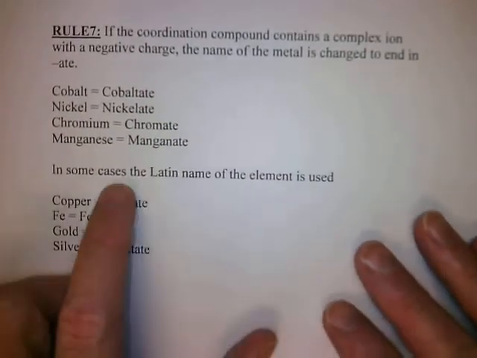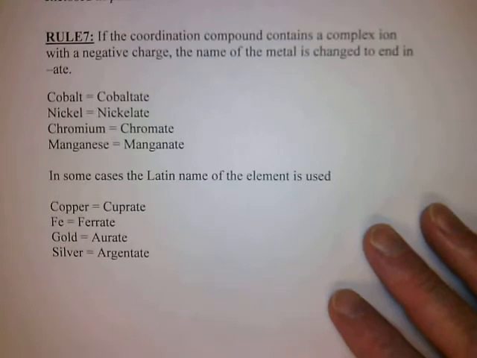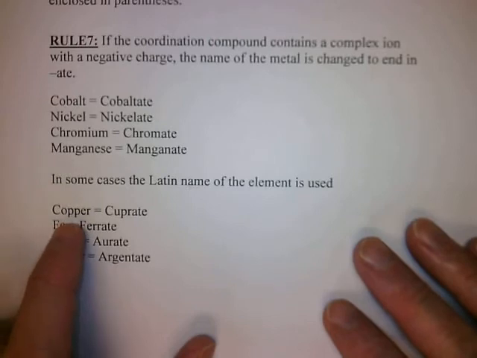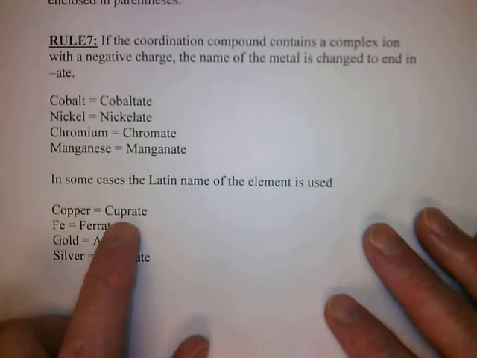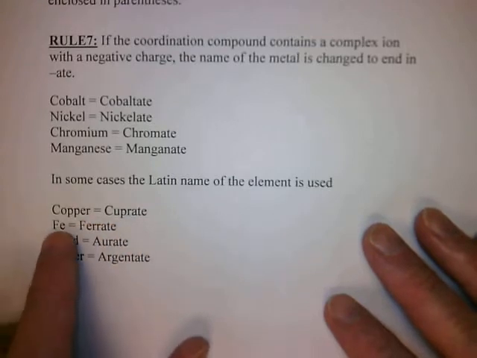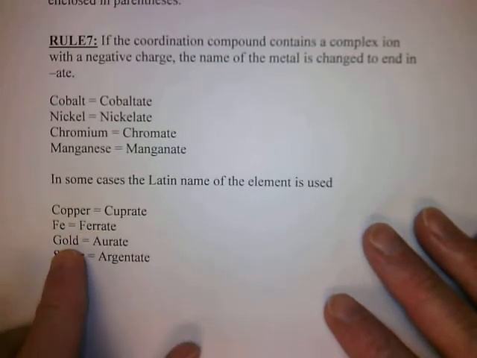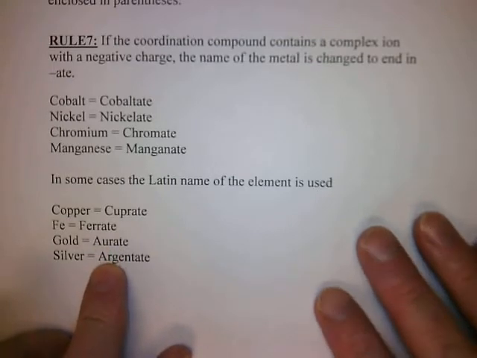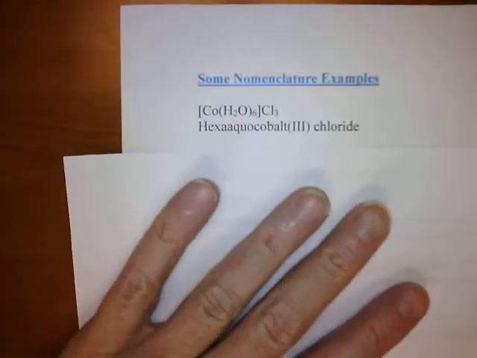Now, in some cases, the Latin name of the element is used. So for copper, instead of saying copperate, which probably doesn't sound right, we call it cuprate. For iron, instead of saying ironate, we say ferrate. Gold is aurate, and silver is argentate. Okay? So let's go through some examples here.